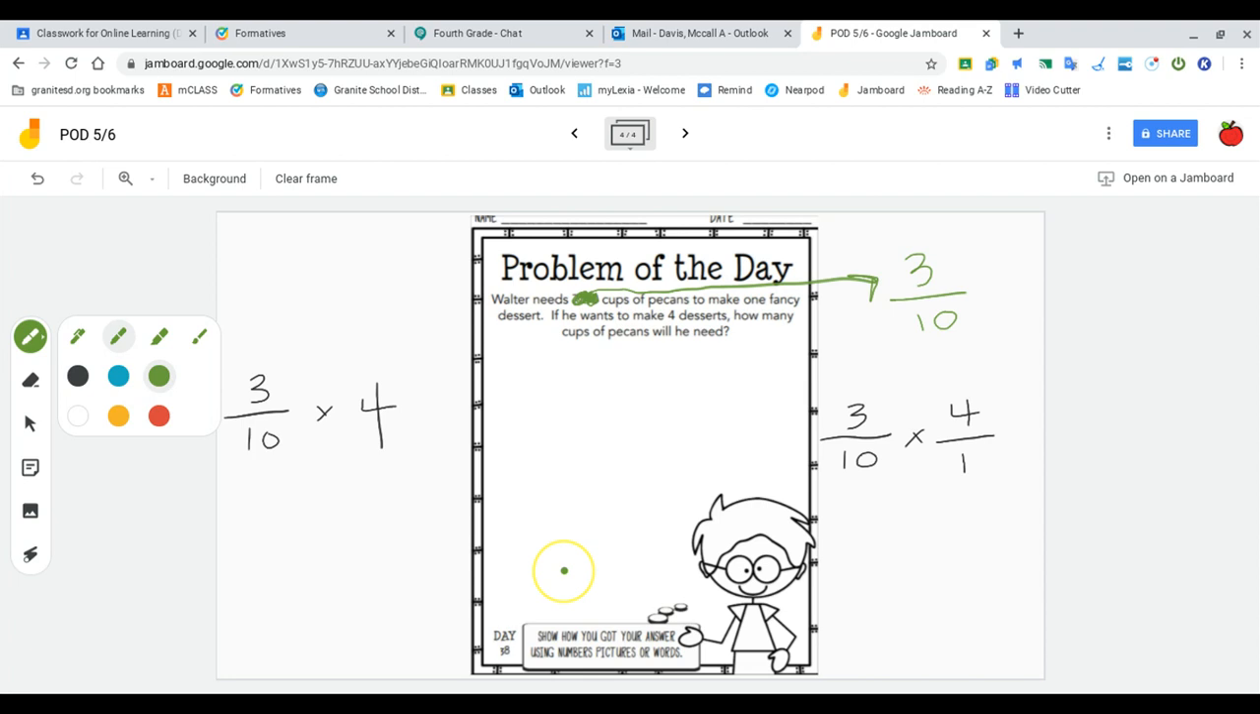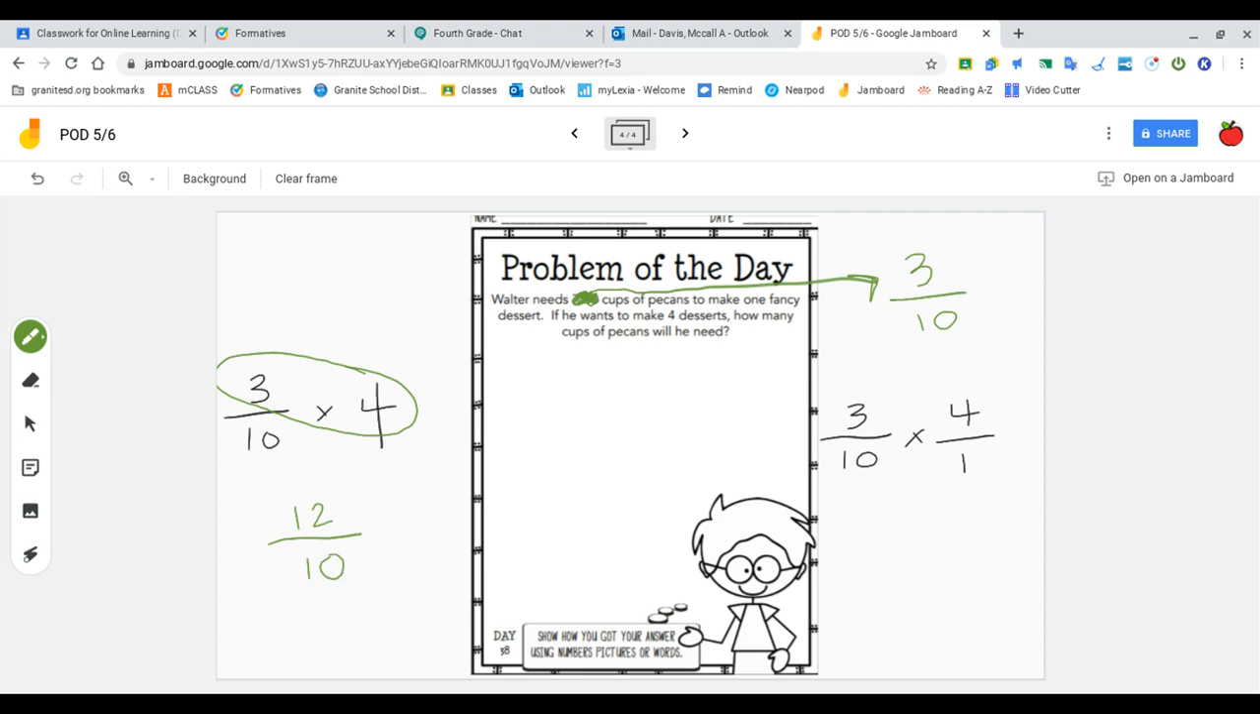If I'm going to stick with the strategy on the left side, which is the whole number, I multiply the whole number by the numerator. 4 times 3 equals 12. That becomes my new numerator. And then the denominator, 10, stays the same.